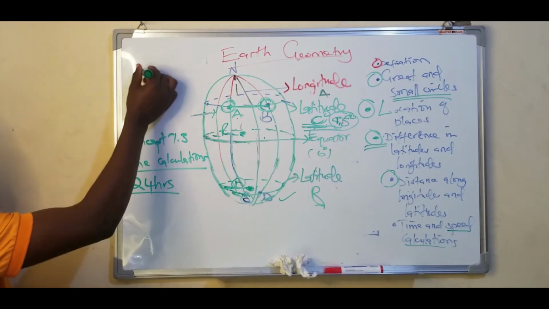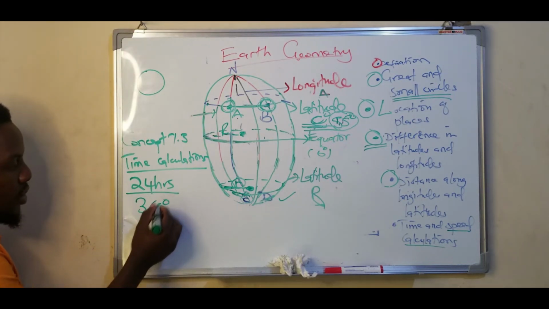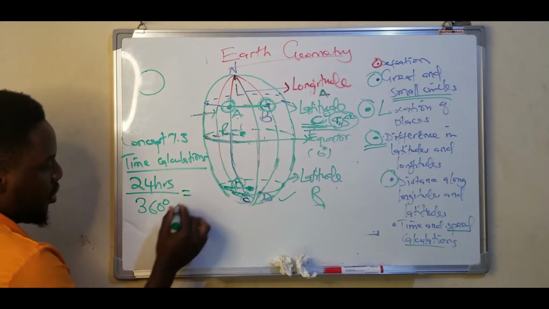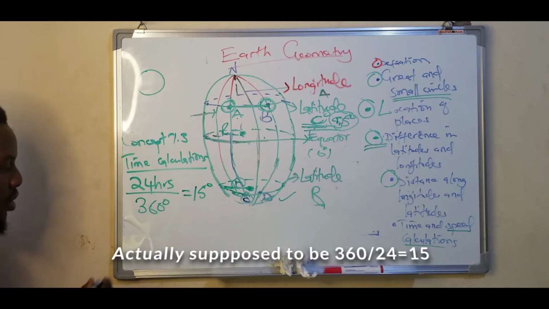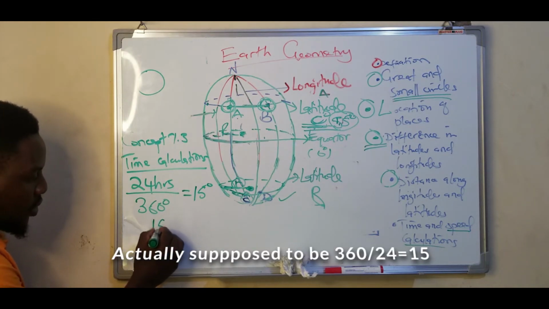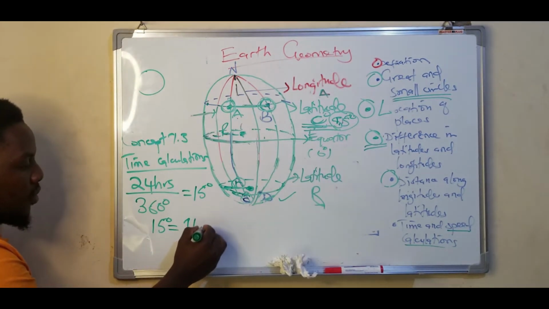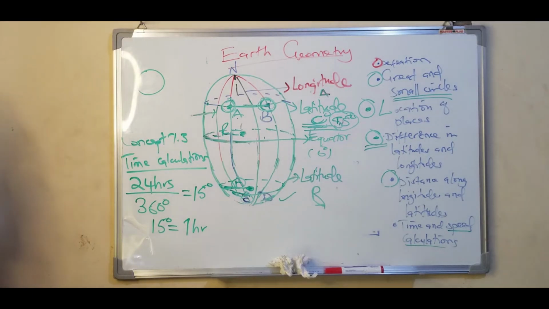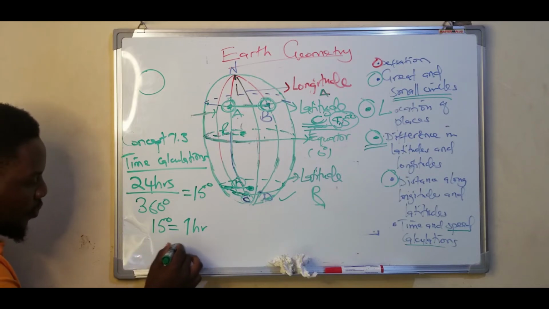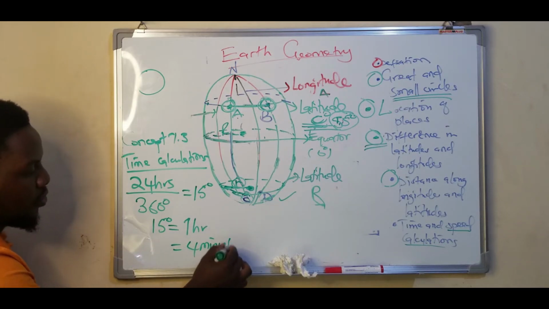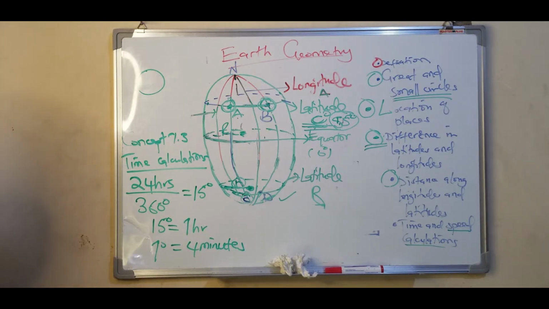Now, a complete rotation is 360 degrees. Now 360 degrees divided by 24 hours will give us 15 degrees. So this means that when the Earth makes a rotation of 15 degrees, it will rotate for 1 hour. So in 1 hour, the Earth will rotate 15 degrees. This also means that for every 4 minutes, the Earth will rotate 1 degree along its axis.